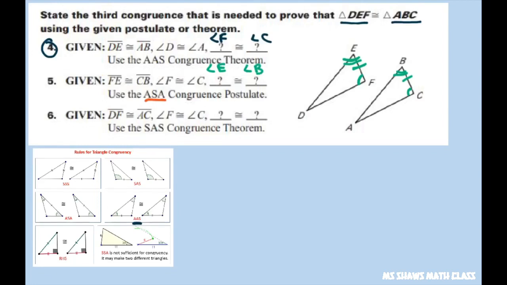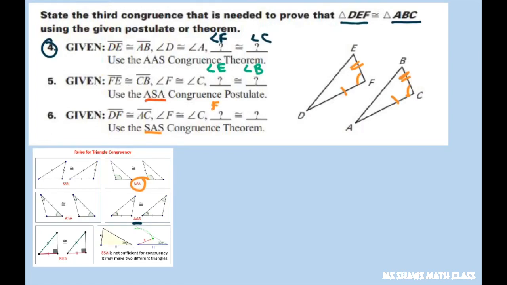And then finally, the last one for this set, we have another set of problems on the next slide. DF is congruent to AC, and angle F is congruent to angle C. And we want to use the side angle side, this one. So we need another side. So we have to put the side here, because it has to go in order. Side, we'll just put 2 here. Side, angle, side.